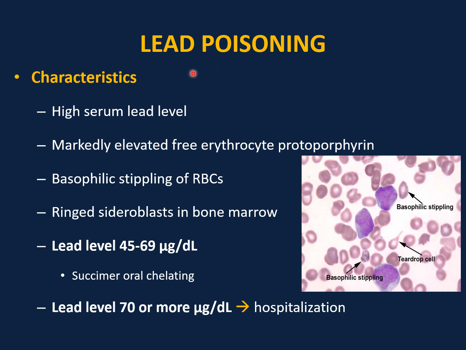Lead poisoning is a very important cause of microcytic anemia. Also, screening for lead is recommended at 1 year and 2 years of age with lead and hemoglobin. It is very important to remember that.